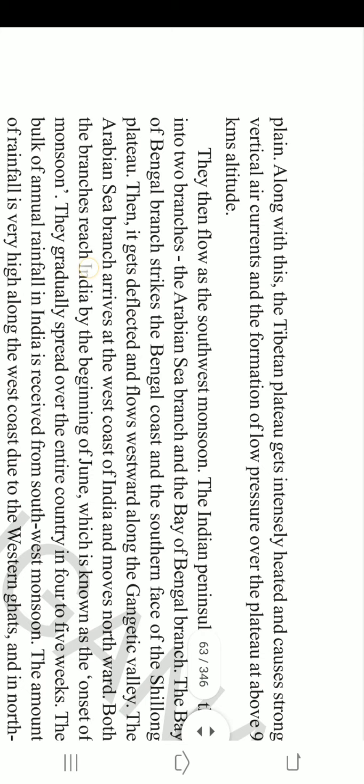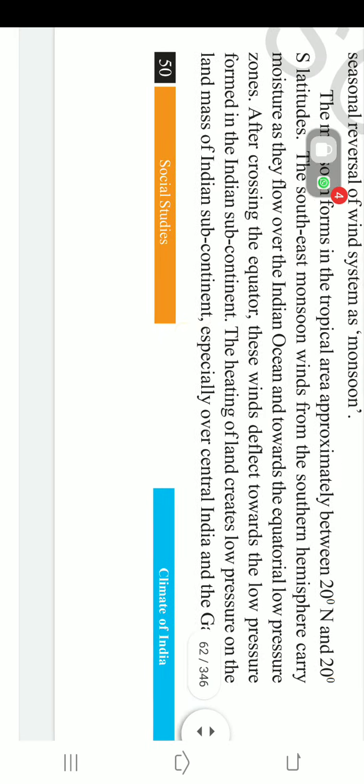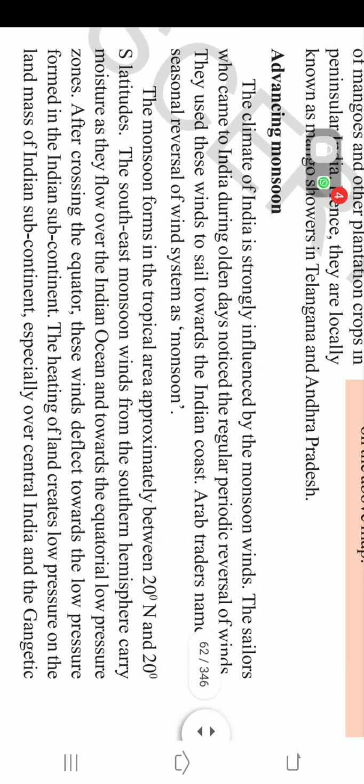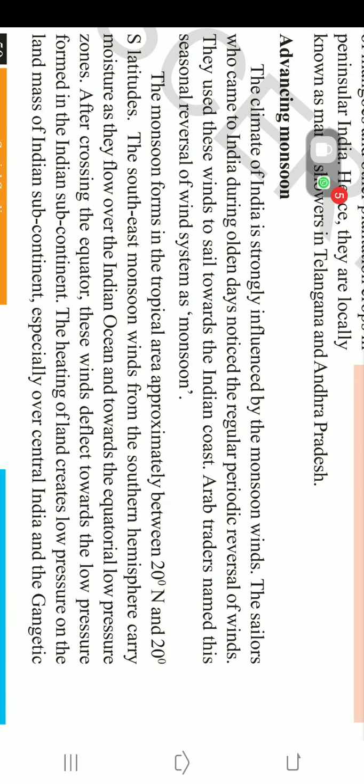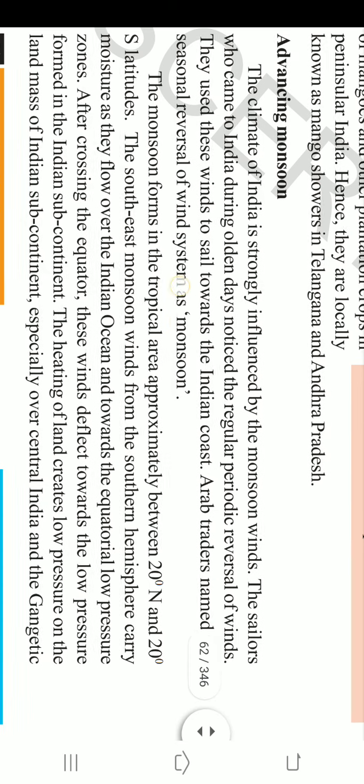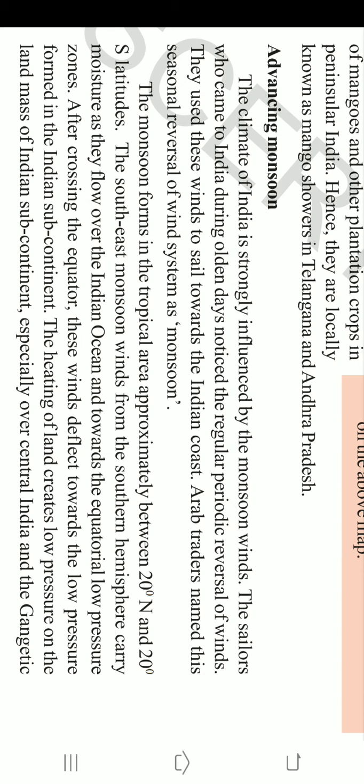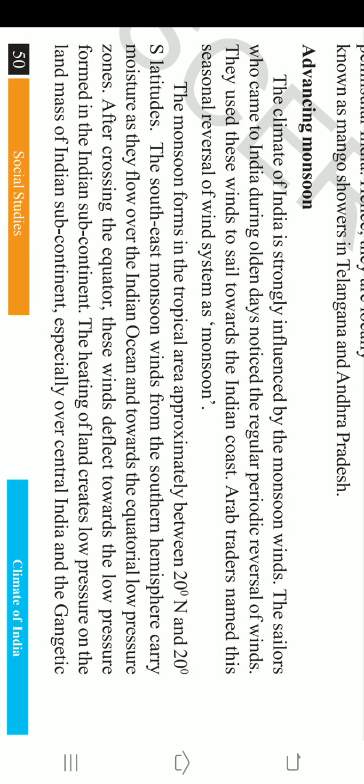So here we see that a low pressure belt forms in the northern part of India. Understand? It is the summer season. By June the temperature reaches high, especially between 20 degrees north and 20 degrees south latitudes. In this belt of 20 degrees north and 20 degrees south latitudes, we see the tropical area, where southeast monsoons will blow from the southern hemisphere.